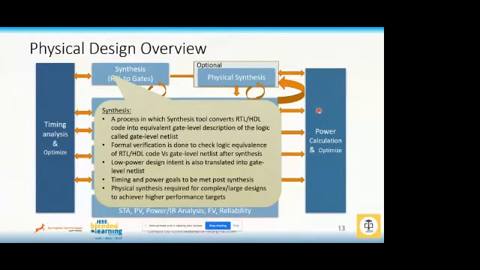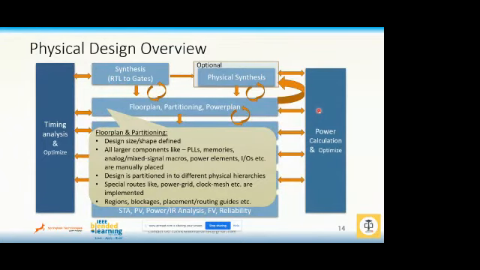So physical synthesis is an optional step, but predominantly, more and more in the latest technology nodes, we are using physical synthesis to get better synthesis results. So once you have a gate level netlist, the next step is to do floor planning and partitioning and power planning. So you first have to look at the size of the number.